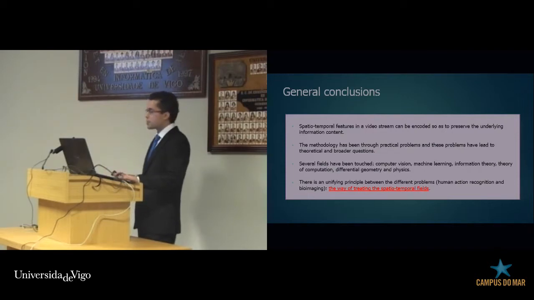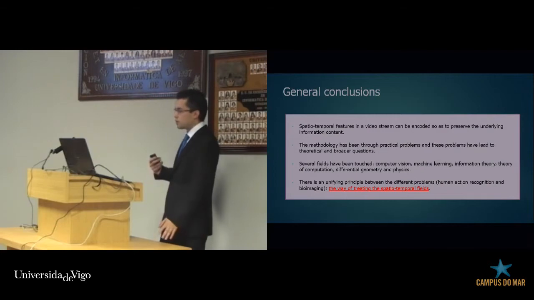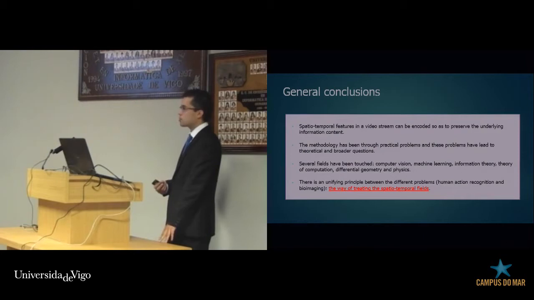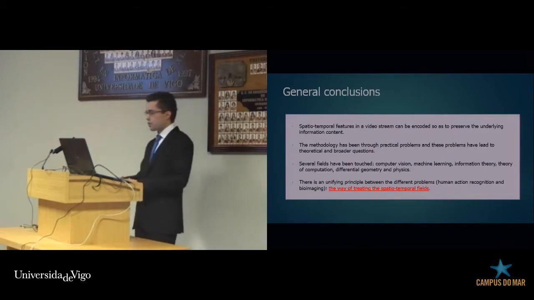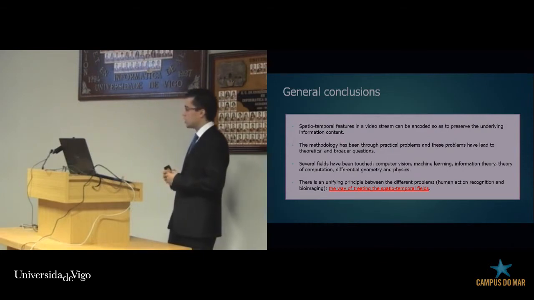And there is a unified principle between the different problems in human action recognition and in bioimaging or in vivo intravital stabilization, which is the way of treating the spatio-temporal field. So spatio-temporal information that you obtain and the relation between each pixel of an image with the next one. So how can you capture this information? How can you represent this information? And then how can you encode this information?